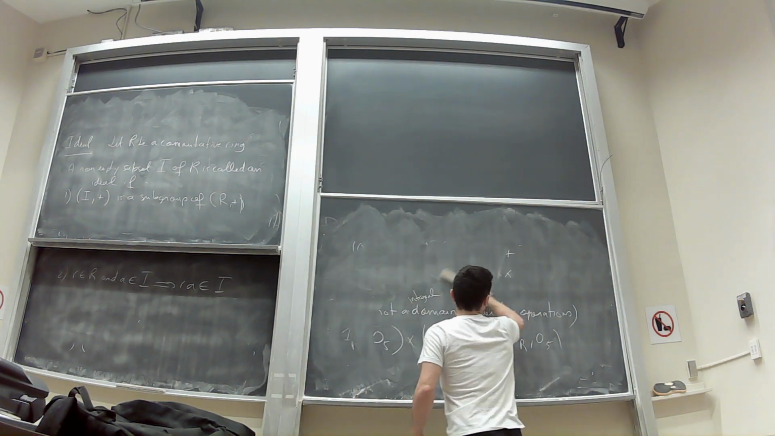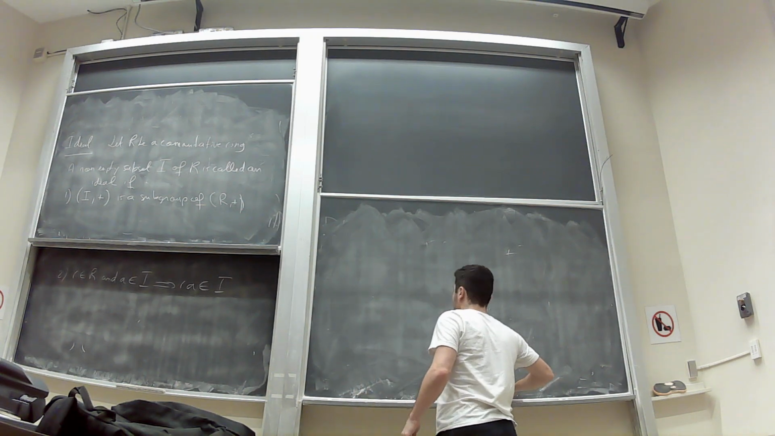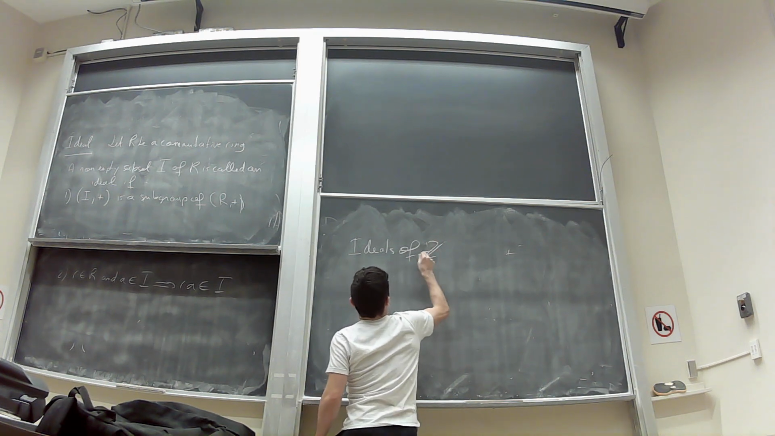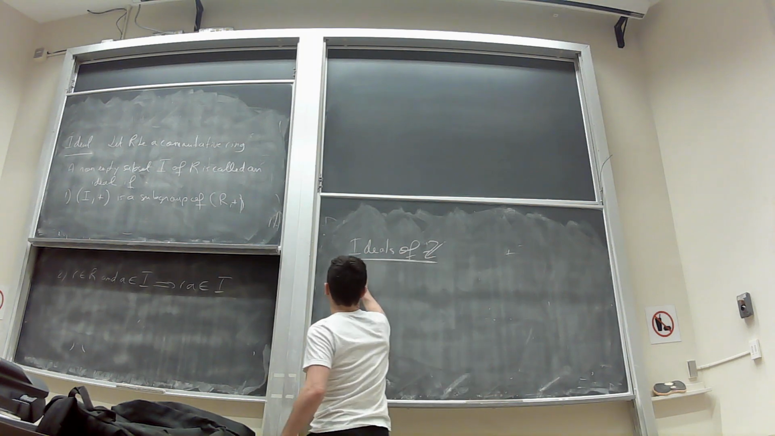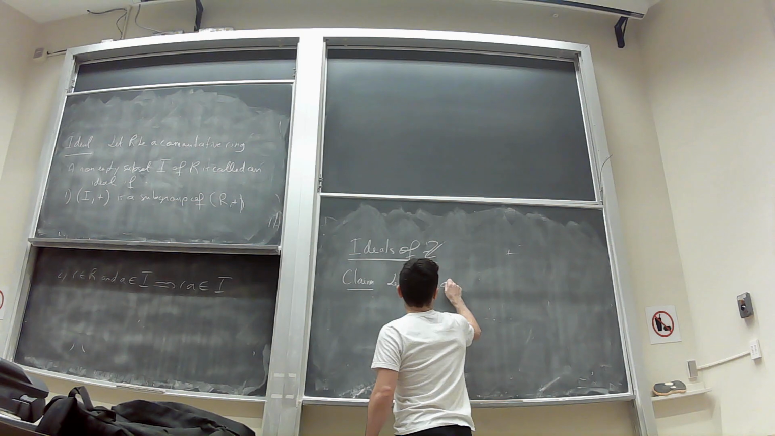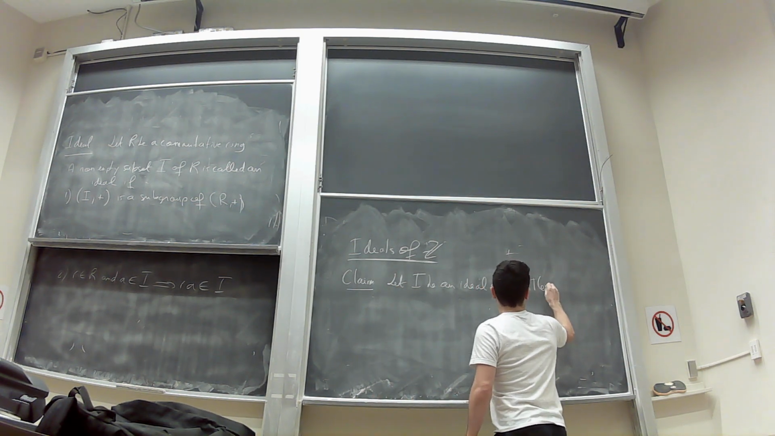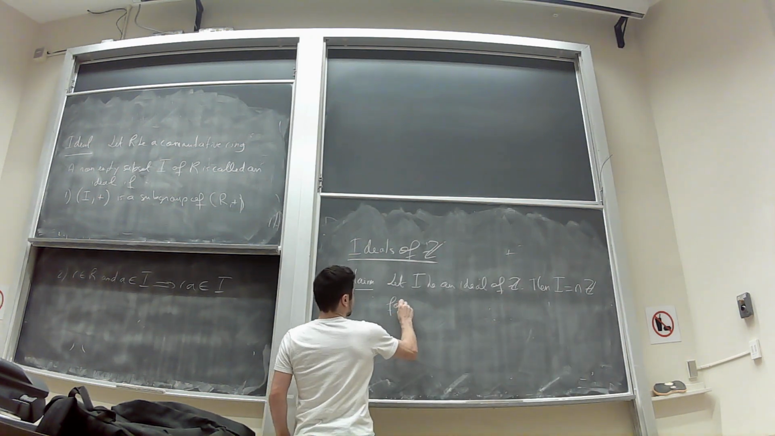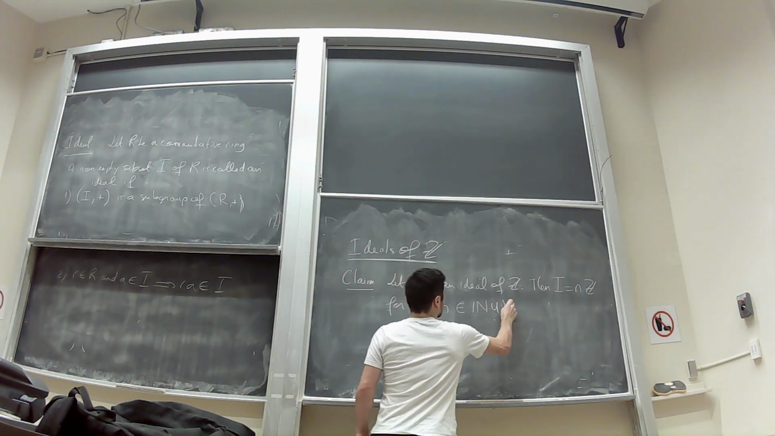Okay, so let's talk about ideals of Z then. Z is a ring. Ideals of Z. Let I be an ideal of Z. Then I is equal to nZ for some n in N union 0.